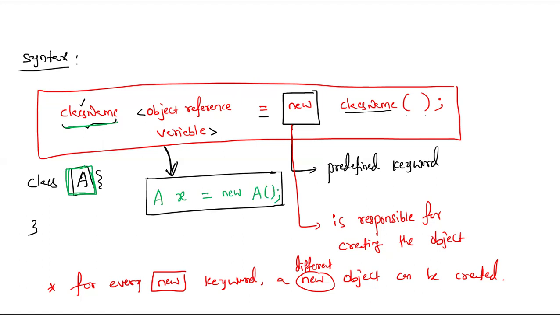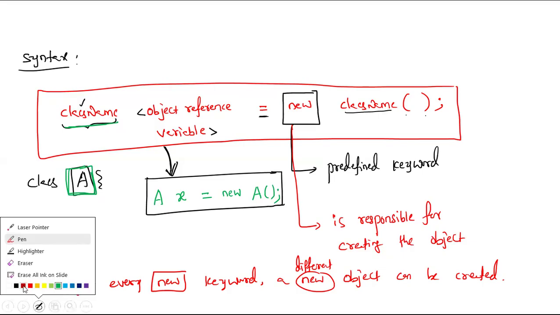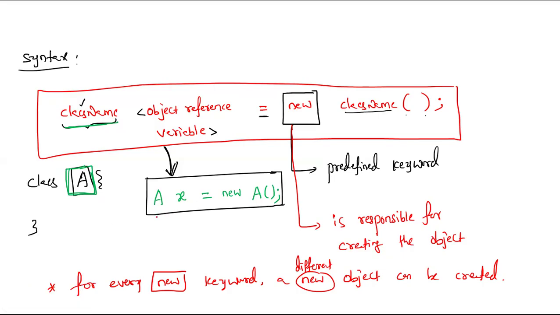Then next question, where to create this object? If anybody understood from yesterday's class or today's revision before this object concept, yes, we have to create the object inside a main method only. Why inside a main method? Because JVM executes only the main method body. That's why the object has to be created inside the main method.